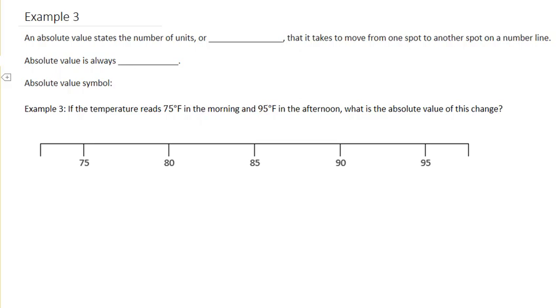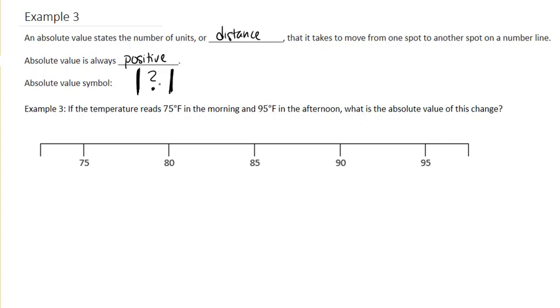Example 3. An absolute value states the number of units, or distance, that it takes to move from one spot to another spot on a number line. Absolute value is always positive. And the absolute value symbol will be represented like this, where we have two up and down lines, and then we'll put a number in between the two, and that would be our absolute value symbol. So let's look at another example here.